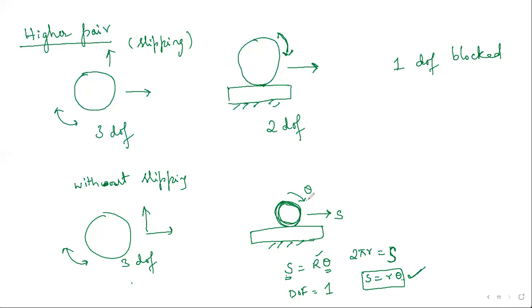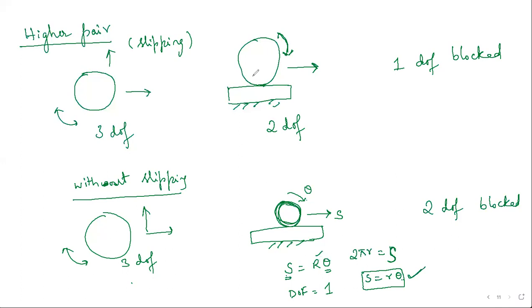Okay. So now you can see that theta and S are dependent. So only 1 degree of freedom. So how many are blocked here? 2 degrees of freedom are blocked. If it is without a slipping condition, it means pure rolling. In pure rolling, S equal to R theta.